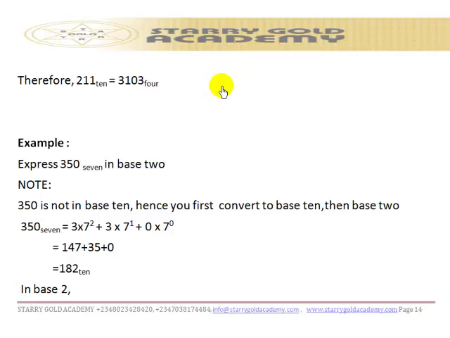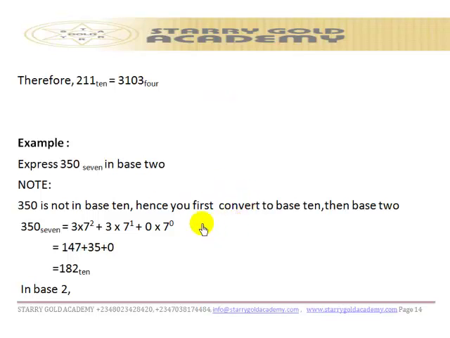Now, the question is asking you to convert a number from base 7 to base 2. If you are converting from base 7 to base 2, like I said, the number is not in base 10, it's in base 7. So what do you do? You convert first to base 10, then from there you convert to base 2. You are only permitted to convert directly if the number you are given is in base 10. But because this one is in base 7, you must first convert to base 10.